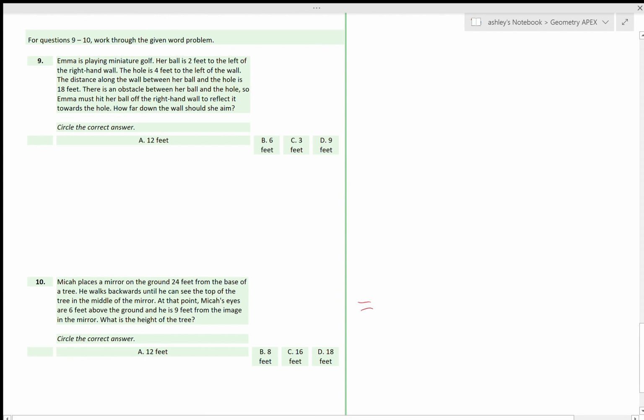Emma's playing miniature golf. Okay? So we have a wall, and her ball is 2 feet to the left of a right-hand wall. So 2 feet. Okay? This is where the ball is. The hole is 4 feet to the left of the wall. Okay. So scooting over, this is where the hole is, and this whole thing is 4 feet. Okay? So from the hole to the wall is 4 feet.